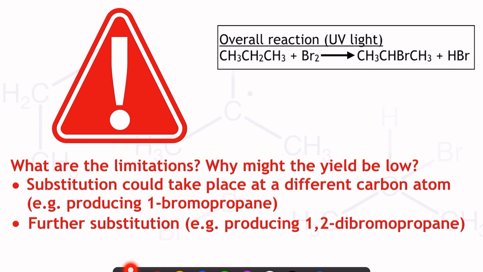The first issue is that whilst I did write the overall reaction equation that you can see up here to produce the 2-bromopropane product, there is every chance that the substitution could have taken place at a different carbon atom, making 1-bromopropane, for example, and sadly, we are unable to control this.